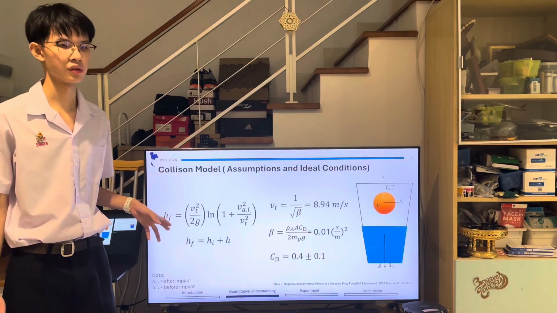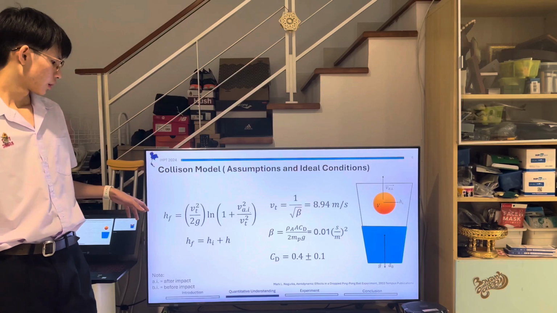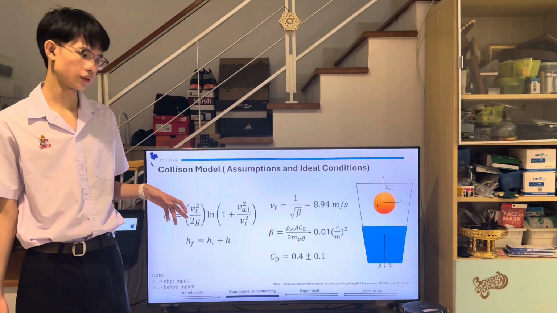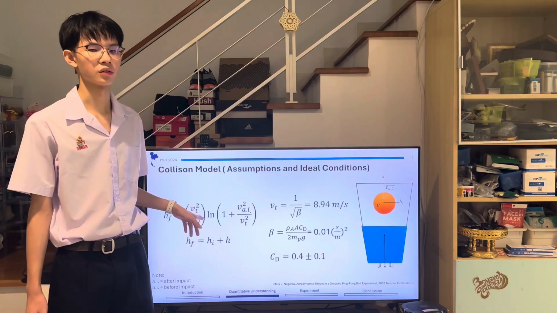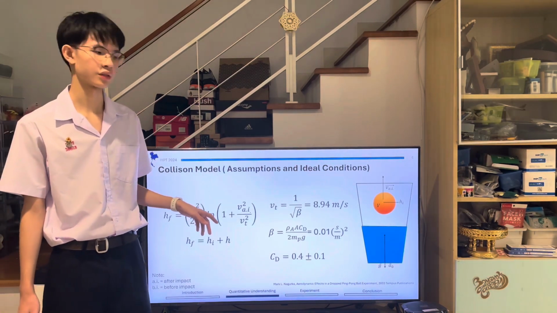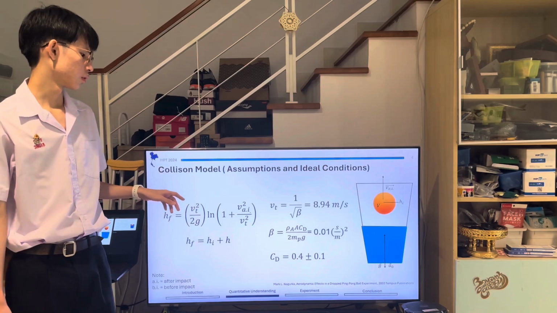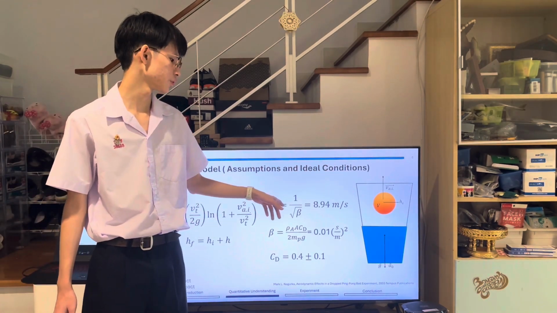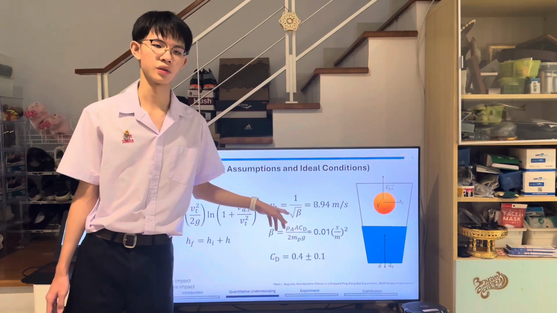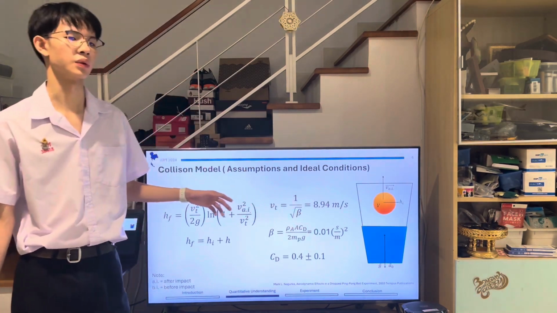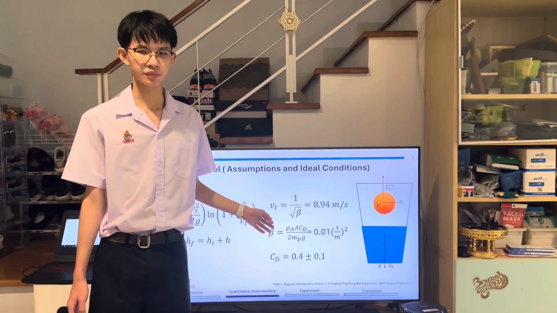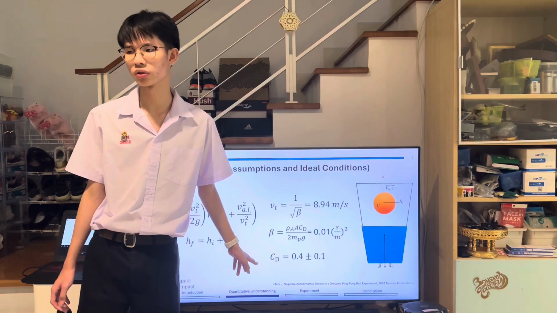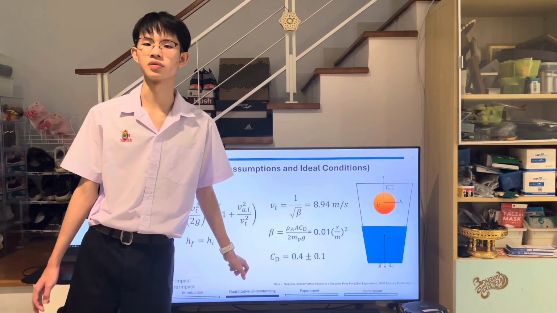Collision model: we can use the formula H = terminal velocity squared over 2g times the natural logarithm of (1 plus v after impact squared over vt squared), where vt, the terminal velocity, is equal to 1 over root beta, which is around 8.94 meters per second, where beta is mentioned prior and the coefficient of drag is around 0.4 plus or minus 0.1.